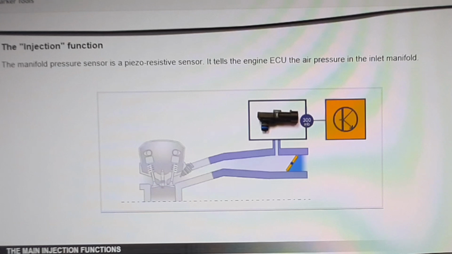The manifold pressure sensor is a piezo-resistive sensor. This sensor tells the computer the air pressure in the inlet manifold. The air pressure is used to calculate the mass of air in a given space. This information, combined with the engine speed, enables the computer to determine the quantity of petrol to inject.